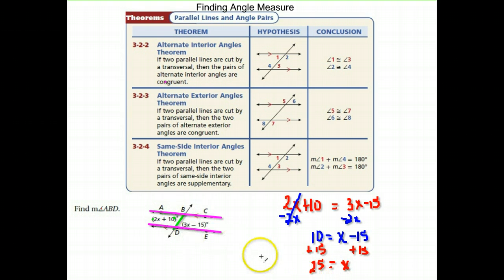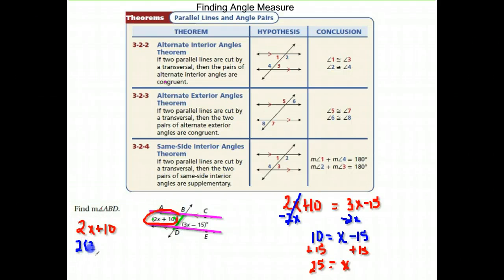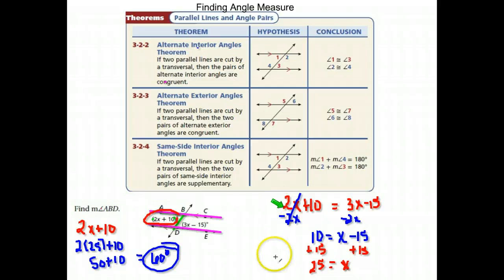Okay, so now my job still is to find the measure of angle ABD. It was 2x plus 10. Now that I know x is 25, I can substitute that in and find my answer. I know it's 2 times 25 plus 10, or 50 plus 10. 2 times 25 is 50, plus 10 gives me 60. So I know that ABD is a 60-degree angle. So I had to use my theorems to set up an equation and solve for x, and then after I knew what x was, I could substitute it back in to find the measure of angle ABD.